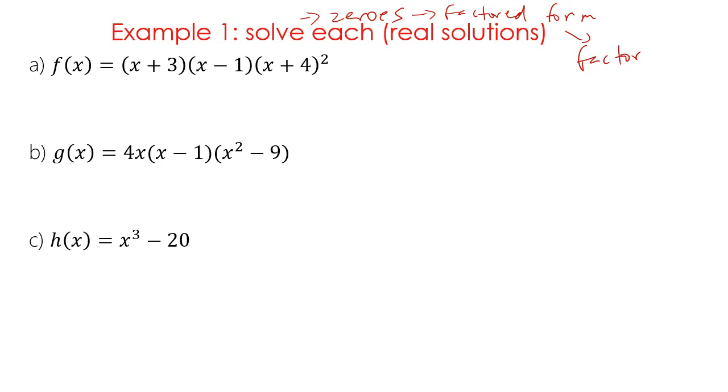A is pretty easy. What makes each bracket 0? X equals -3, 1, and -4. Done. B, same idea. What's going to make it equal to 0? X equals 0, 1. And we do have to factor this end part first. That's a difference of squares, x plus 3, x minus 3. Which means we're going to have zeros or solutions at plus or minus 3.